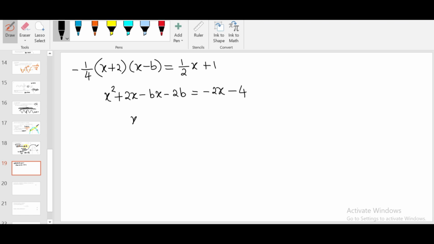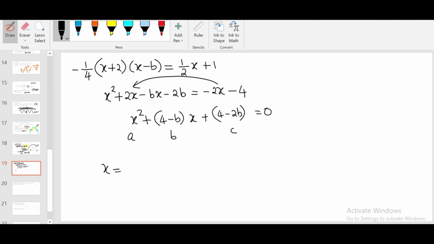You will get x squared plus, bring the 2x here, it becomes 4x, so (4 minus b) times x plus 4 minus 2b is equal to 0. This is a is 1, b, c. I'm going to use the quadratic formula to solve it.